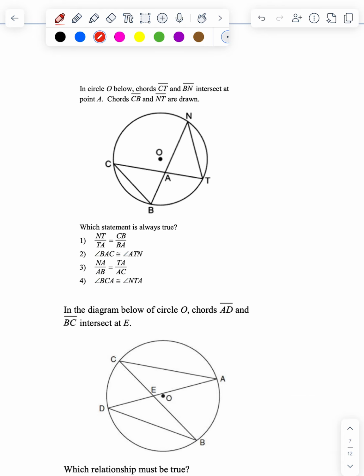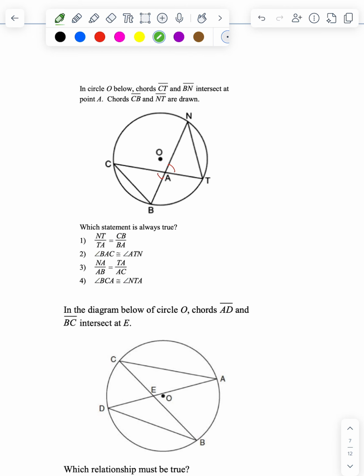Taking a look at this example over here, we have chords CT and BN that intersect at A. So intersecting lines, again, I'm going to put in my vertical angles. I always like to do that as soon as I see intersecting lines. We also have chords CB and NT drawn. Which statement is always true?